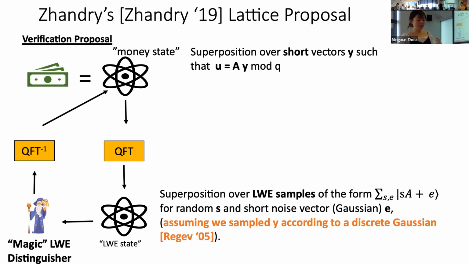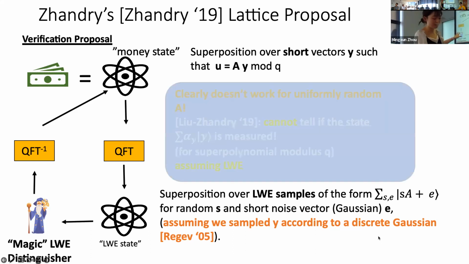However, the thing is, how do I verify an LWE distinguisher? You probably have to have a trapdoor to begin with to do this verification. But if I have a trapdoor, then the state is easy for me. Why do I have to do a reduction? And indeed, this is where the problem comes in. You actually can't have such a magic LWE distinguisher.